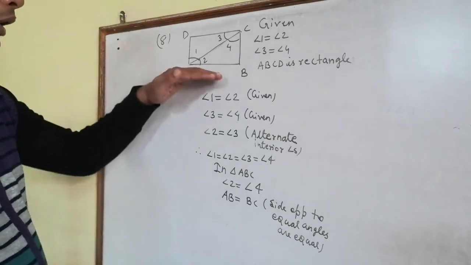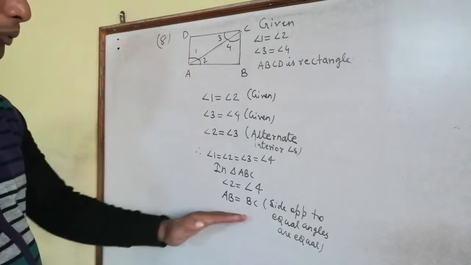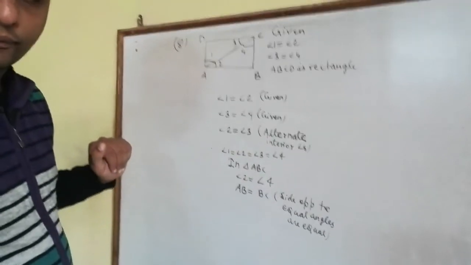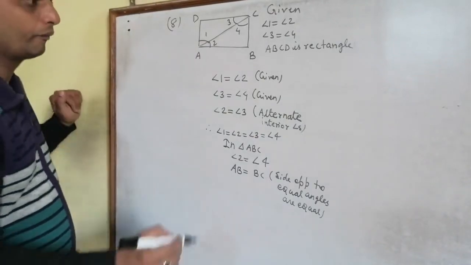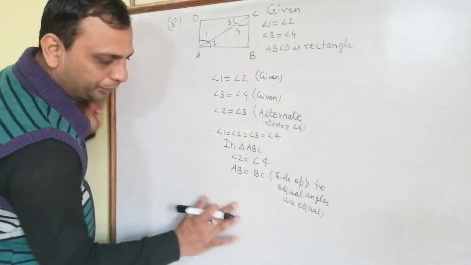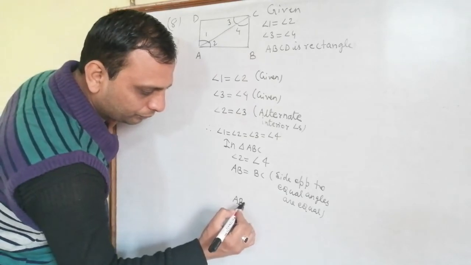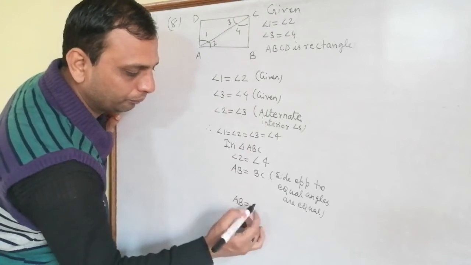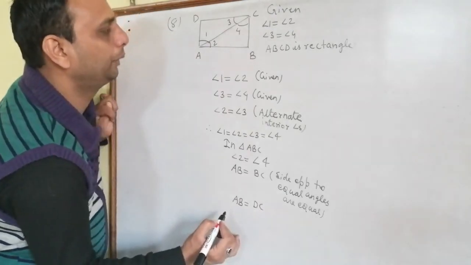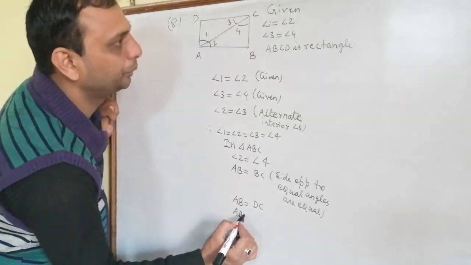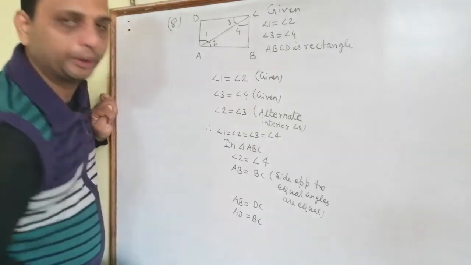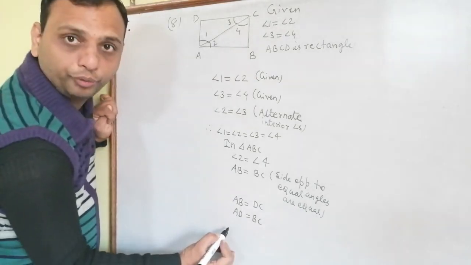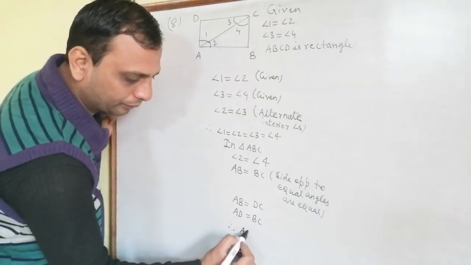Very simple, because opposite sides of the rectangle are equal. Only we have to make adjacent sides equal. So on this now we can write one more step here, and then we can consider this a square. AB is equal to BC, AB equal to DC, because this is the property of the rectangle, and AD equal to BC, this is the property of the rectangle. Now you can see all sides become equal. Therefore we can write ABCD is a square.